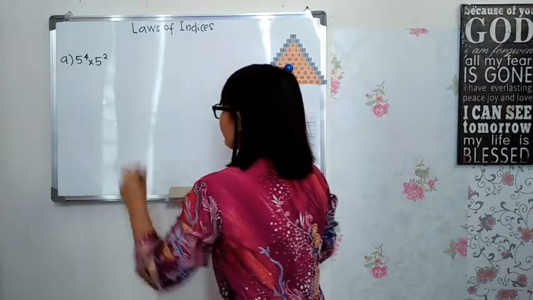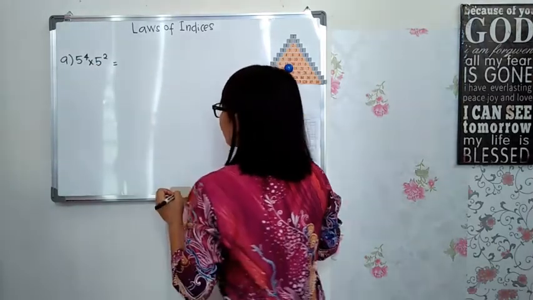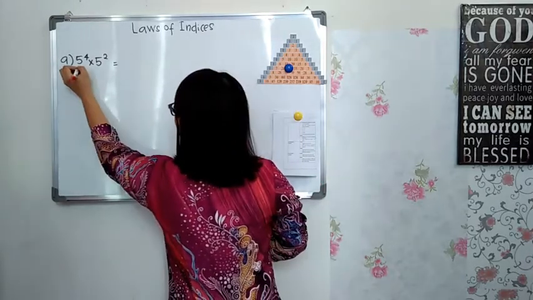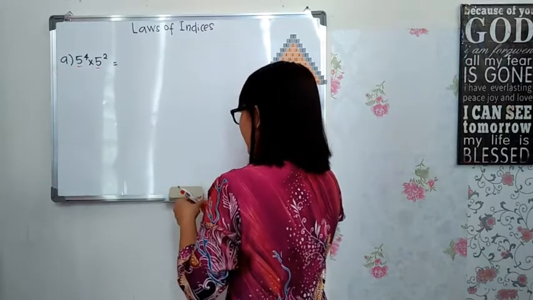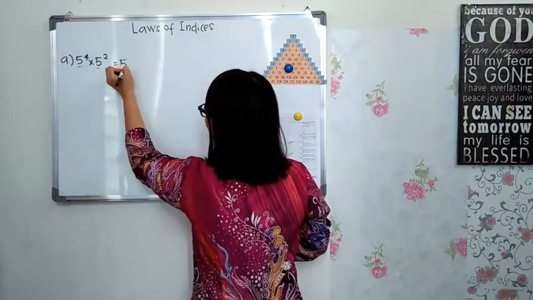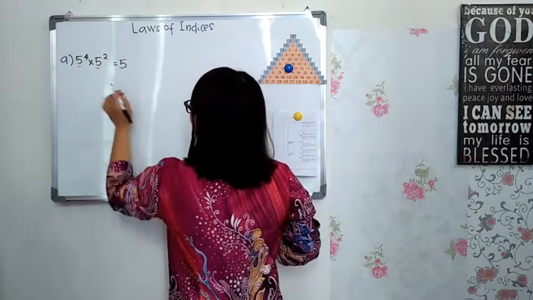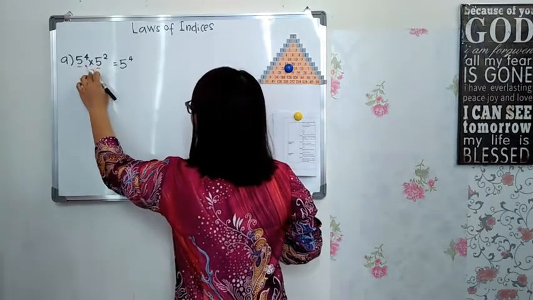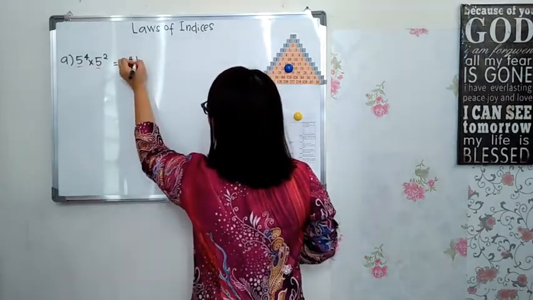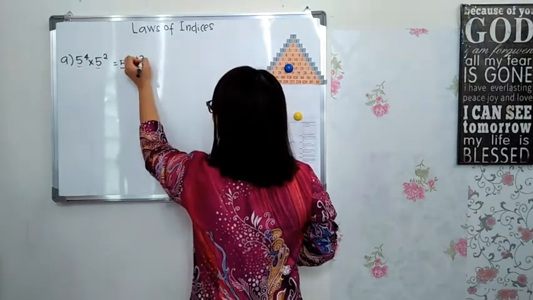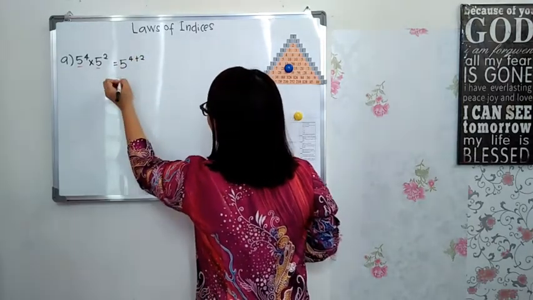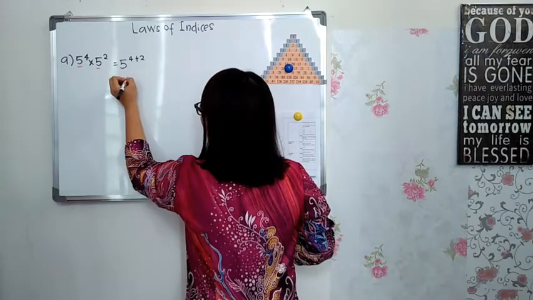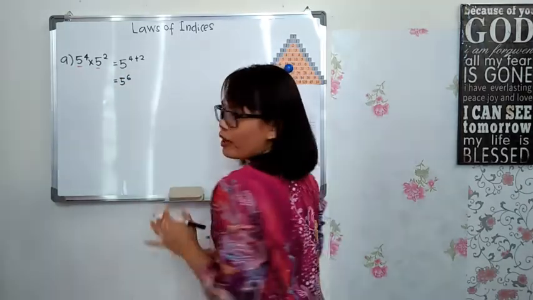So the answer is, first we find the base number. They have the same base, so the base is 5 and the power is 4. If here is multiply, it automatically becomes plus. So 4 plus 2. The answer is 5 to the power of 4 plus 2, which is 6. Okay, you get the right answer.